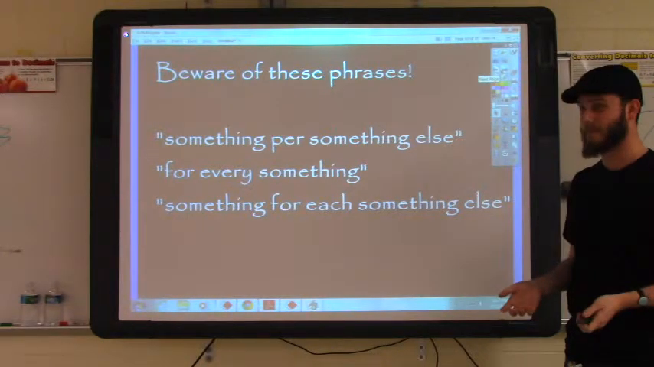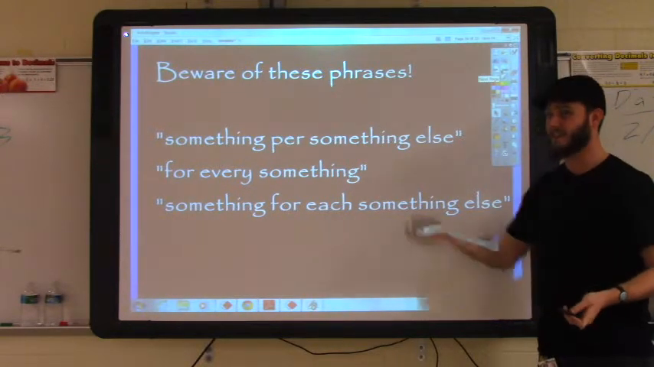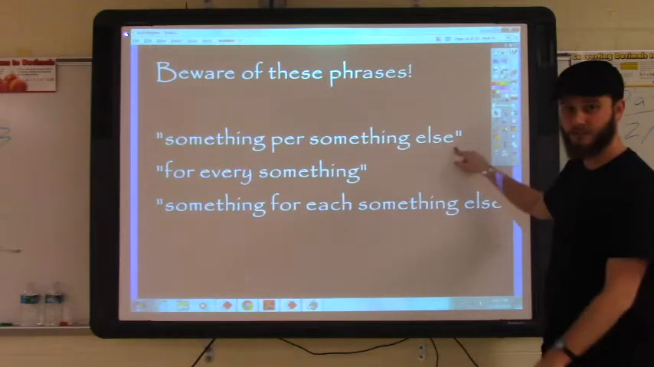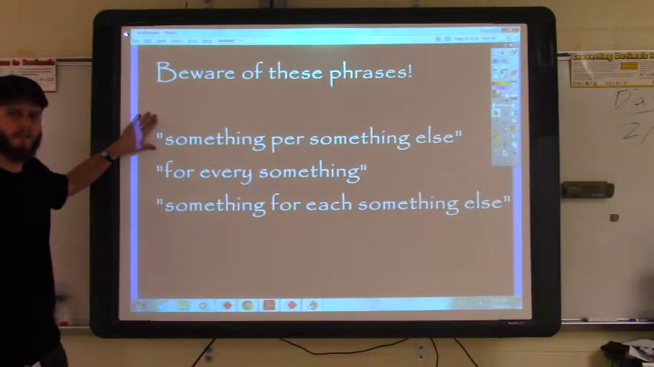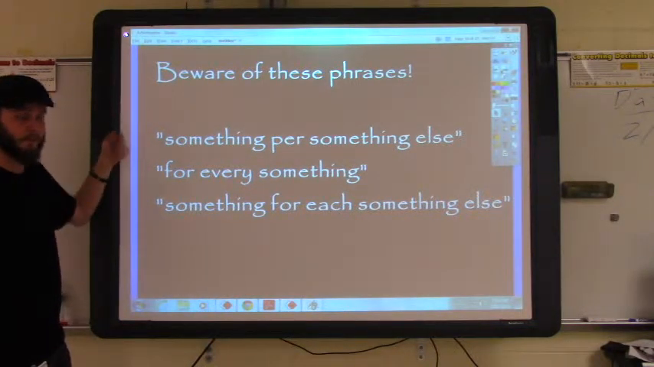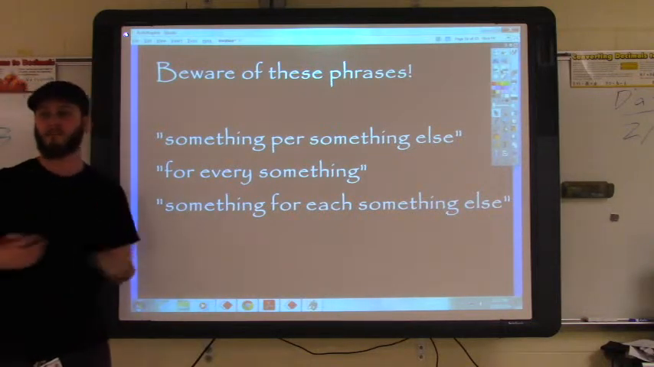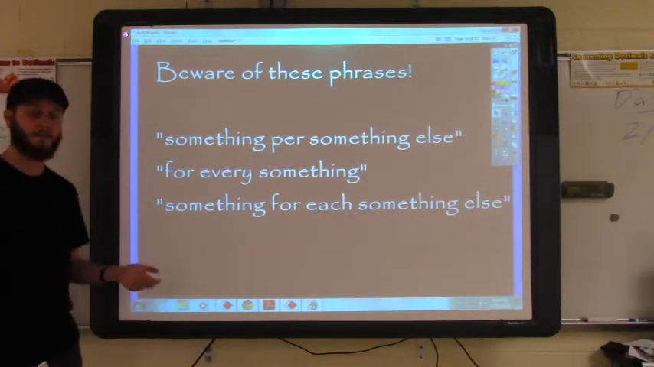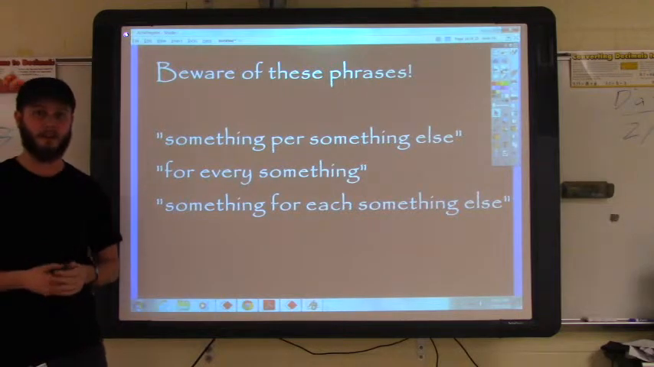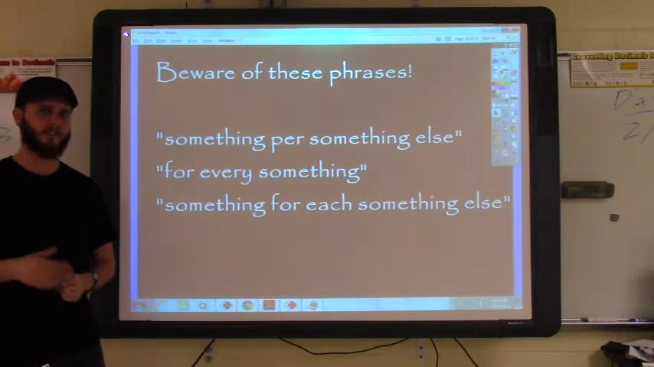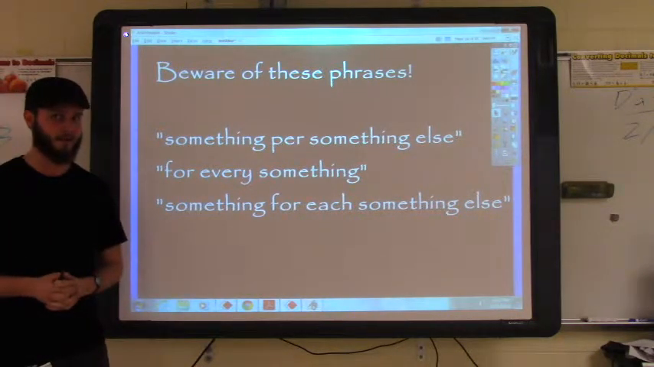One of them, as we already mentioned, is if it states that something per something else is being used. This is the most common one that you're ever going to see in a unit rate problem. It's not always going to be there, though. Sometimes you'll be reading a problem, and it might say, for every something. There may or may not be something directly in front of that. You're going to have to read into the sentence to see what it is trying to ask of you.